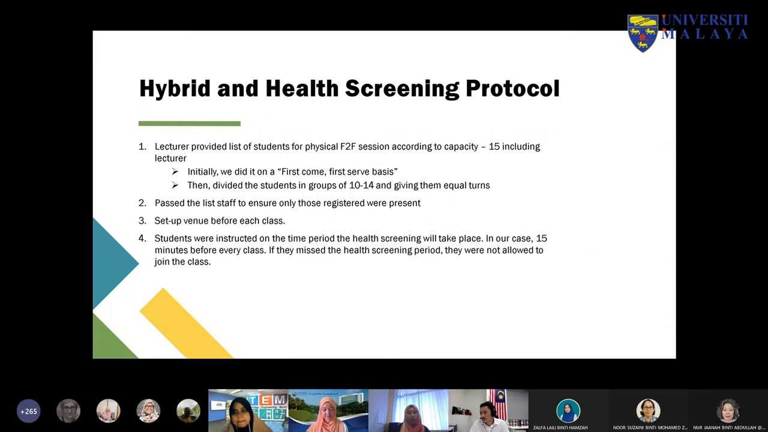We told them health screening will be carried out between, let's say, 8:45 and 9, before the class at 9. After 9, if they miss out, they will not be allowed to join the class. The reason we set the time is that we do not want the students to come in too early and loiter around in the faculty, just to ensure that within that 15-minute period they were queuing to get into the class.